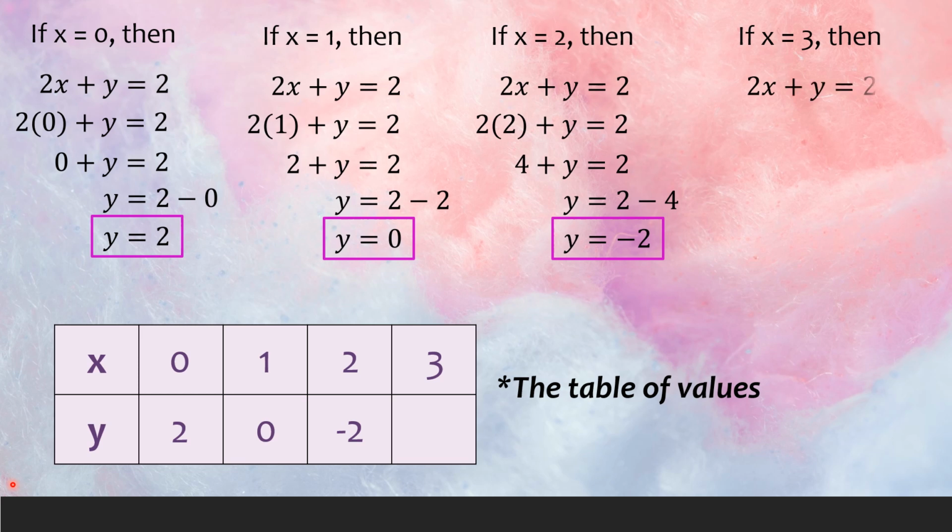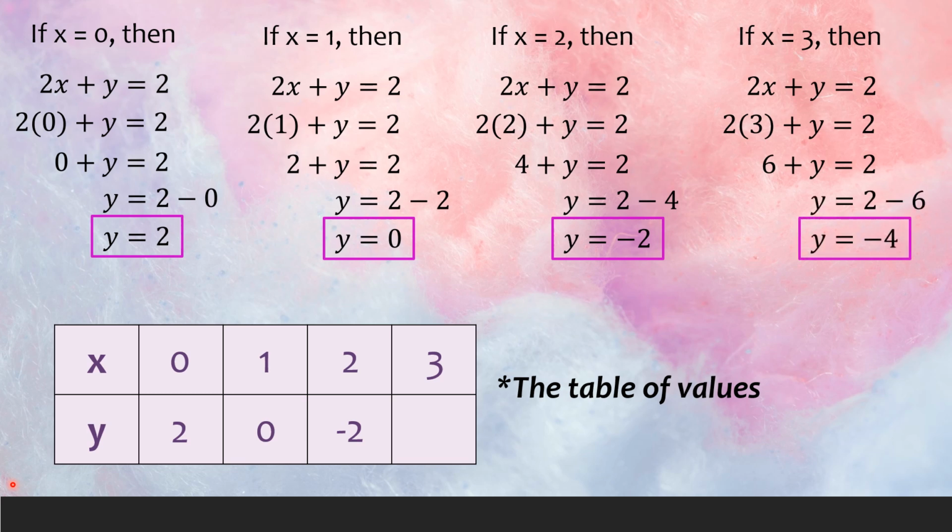Last, if x is equal to 3, then 2x plus y is equal to 2. Substitute the value of x, which is 3. So 2 times 3 plus y is equal to 2. Next, 2 times 3 is 6 plus y equals 2. And then transpose the positive 6. So this will now become negative 6. And then the value of y is negative 4. So yung negative 4 ilagay naman natin sa tapat o sa baba ng 3. So meron na tayong apat na ordered pairs: (0, 2), (1, 0), (2, -2), and (3, -4).